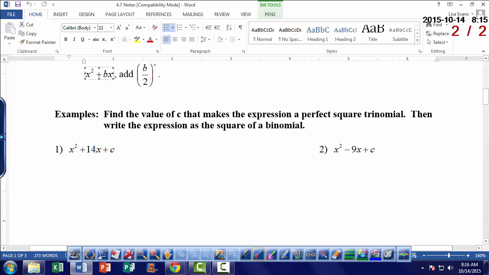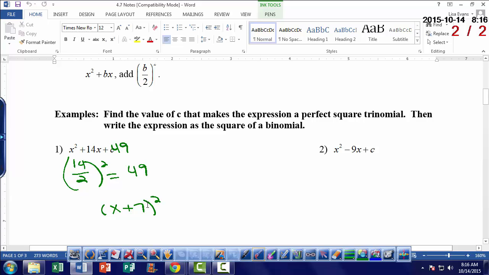So let's find what c would be. Take 14, divide it by 2, and square it. We get 7 squared, which is 49. So if you replace c with 49, this is what you get. Now it's a perfect square trinomial. So what multiplies to give us 49 and adds to give us 14? 7 and 7. This is how we write it. So I want to see c, and I want to see the perfect square trinomial factor. All right, let's do the next problem.